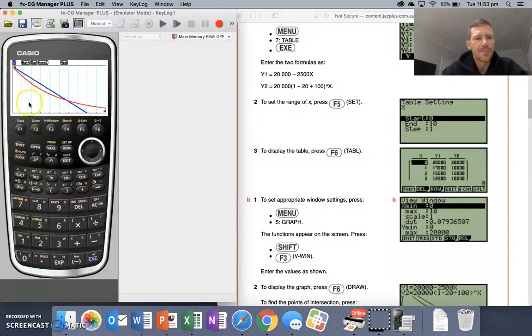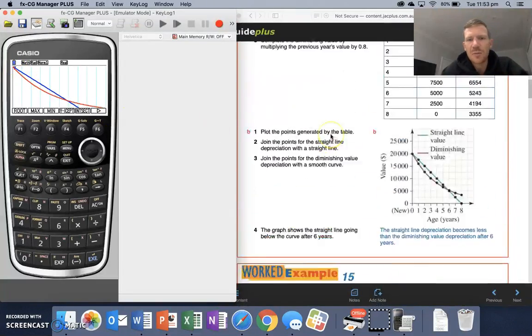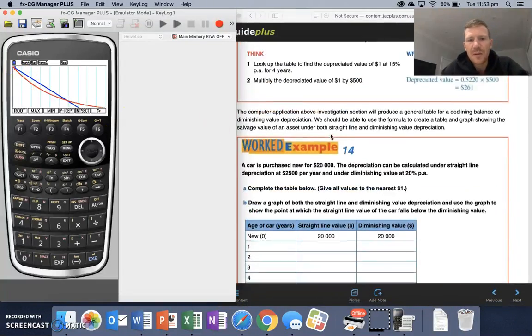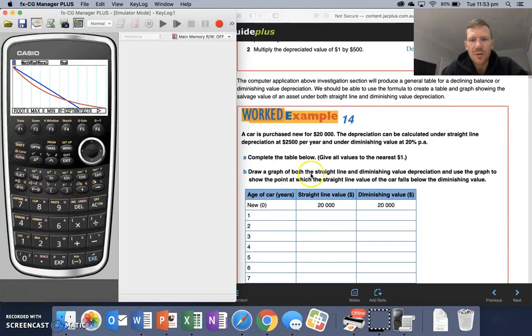We want to draw. Once we've got this, we press G-Solve, or graph solve, to get the intersect, and we'll find the point at which they intersect. The question says to complete the table below, draw a graph of the straight line and diminishing values, and use the graph to show the point at which the straight line value of the car falls below the diminishing value. So it's this point here.